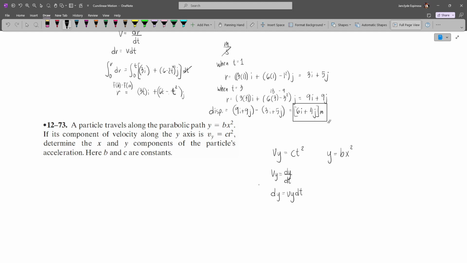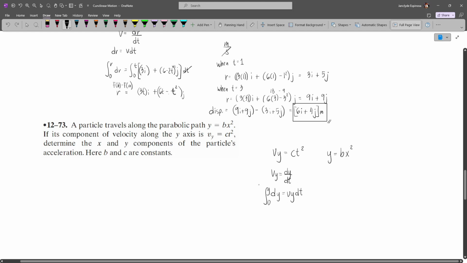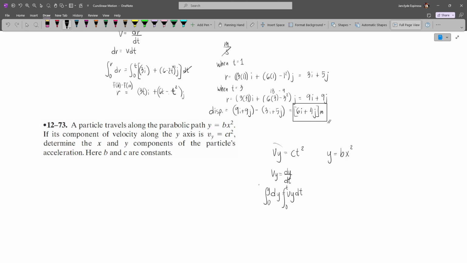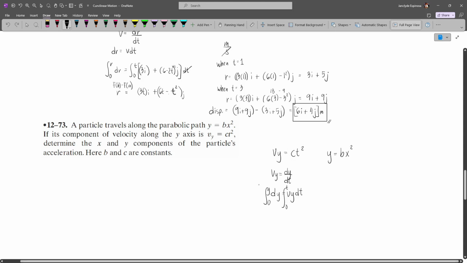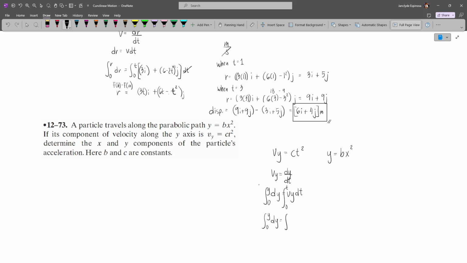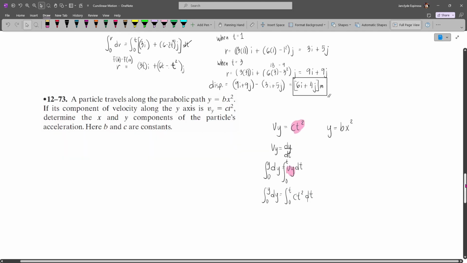And then just the same as earlier, we will integrate this from 0 to y on this side, and on the other side of the equation, we will integrate from 0 to t. However, we know that vy is equal to ct squared. So this will now become the integral from 0 to y of dy equals the integral from 0 to t of ct squared dt. So by integration, dy will become y, and ct squared will become ct cubed divided by the exponent, so this is over 3. And so this is now our y.